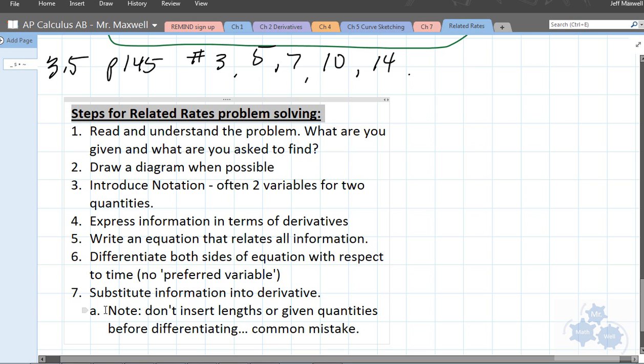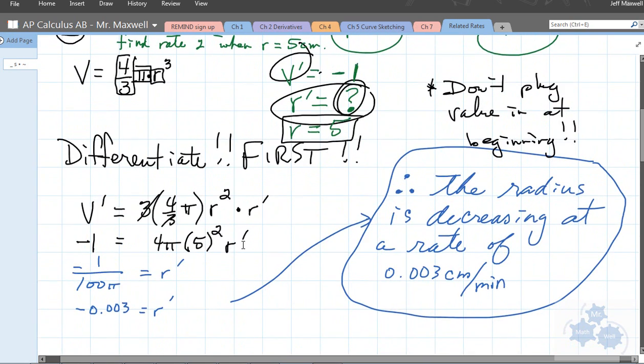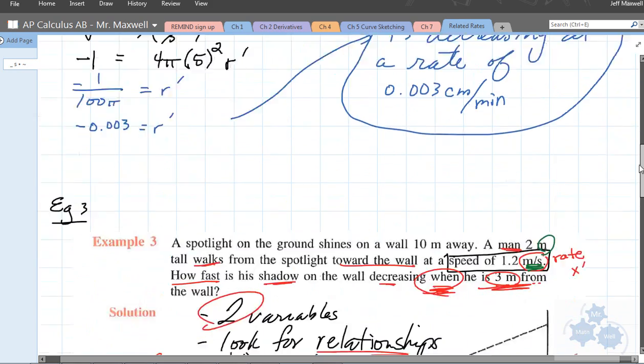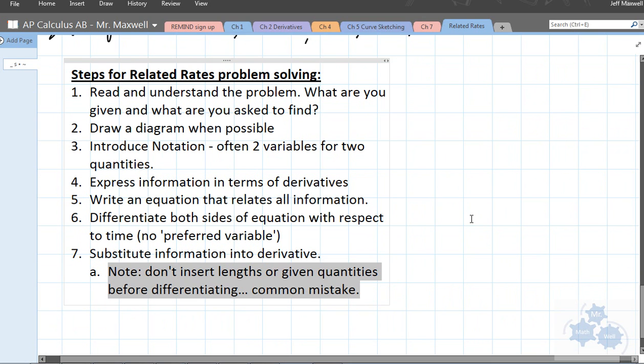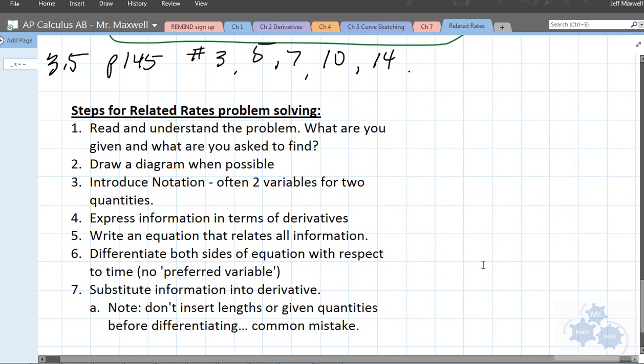And note, please don't insert the lengths or given quantities before differentiating. Sometimes students do that right at the beginning. Oh, I'll just insert my radius here, I'll just throw that in right away, and I'm done. I found v, done. That happens, and you want to make sure that you differentiate first, okay? So there's the steps I would suggest for solving these problems, and that's that.